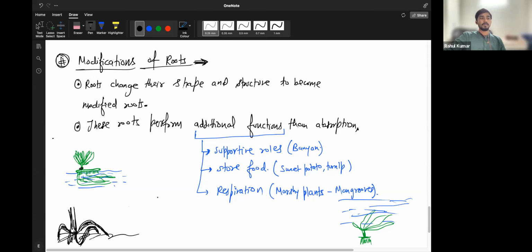In banyan, there are some names you have to remember, write down. The roots hanging from the banyan tree are called prop roots.